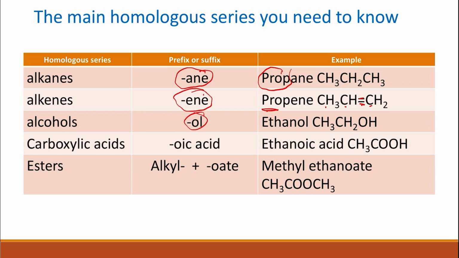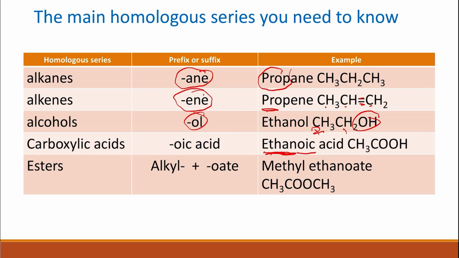For alcohols, we use ol at the end, so we remove the e from the alkane name and replace it with ol. So we have something like ethanol. Ethanol is an alcohol with 2 carbon atoms, 1 and 2, and then it has an OH, so it's called ethanol. For carboxylic acids, we remove the e from the alkane name and replace it with oic acid. So if we have 2 carbon atoms, then it's going to be called ethanoic acid, ethane coming from ethane, and then oic acid.